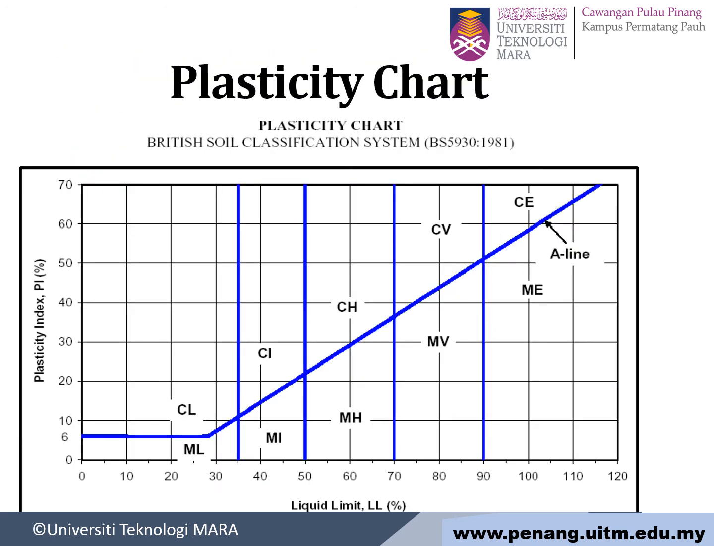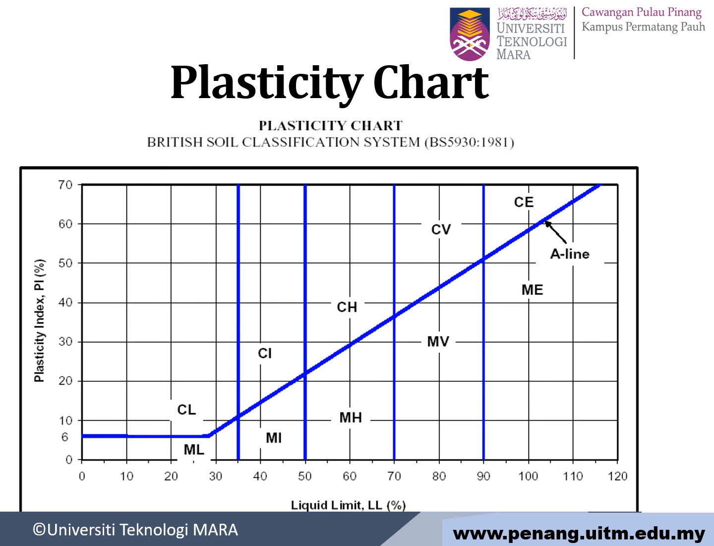Alright guys, from the value of liquid limit you get from the Casagrande test or cone penetration test, you will use the value to plot here. And then if you see here, this one is the plasticity index. Plasticity index is equal to liquid limit minus plastic limit. The plastic limit value is taken from the plastic limit test.